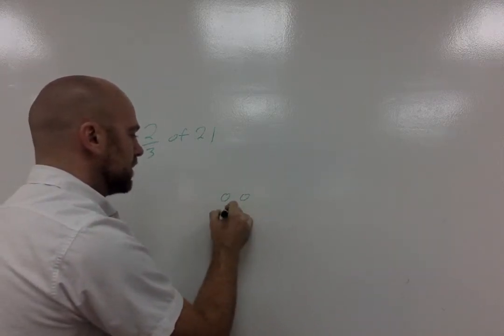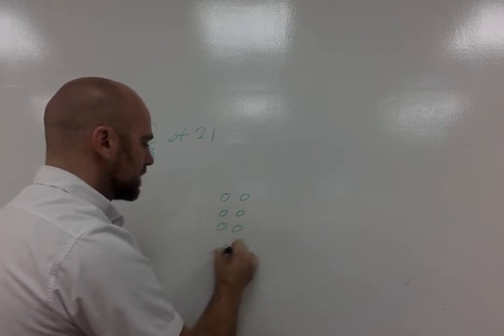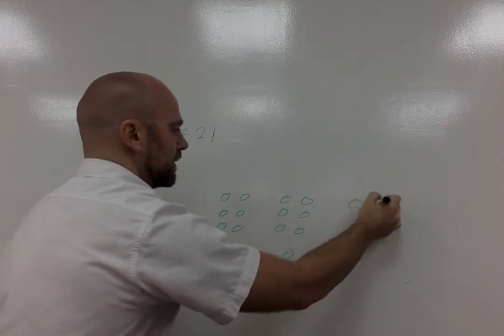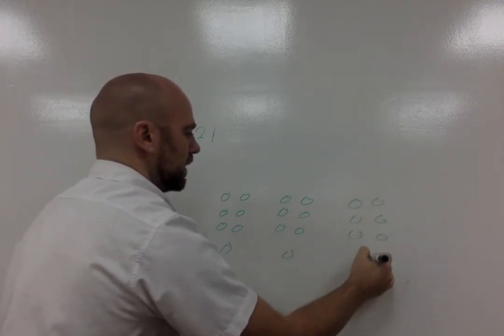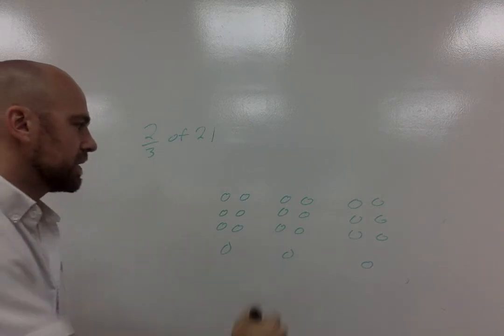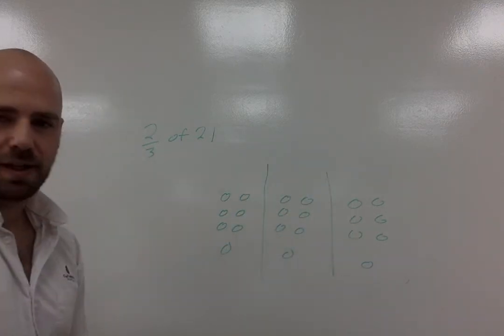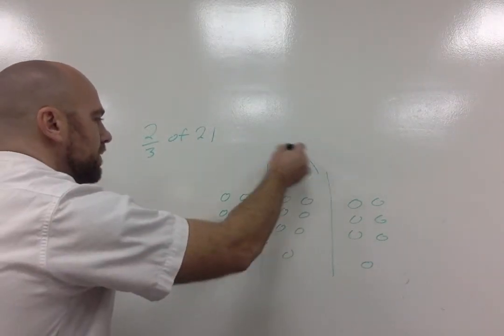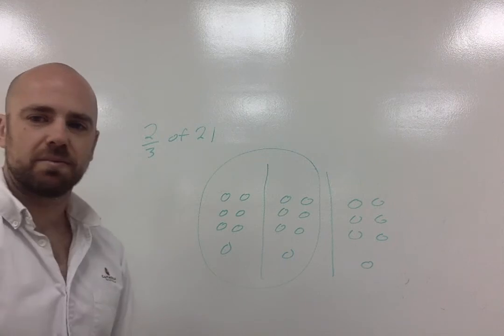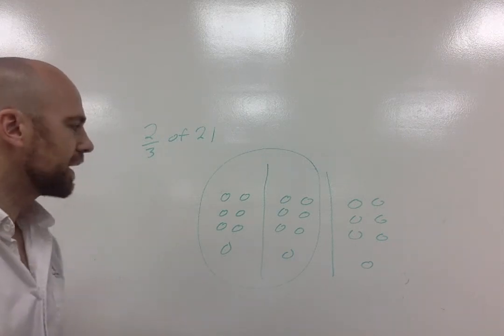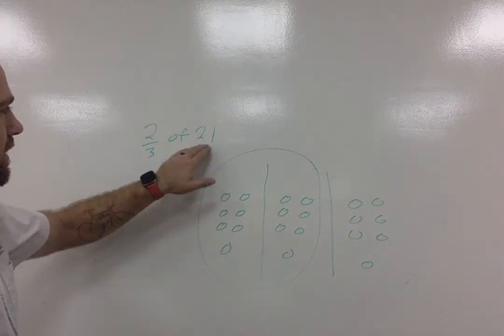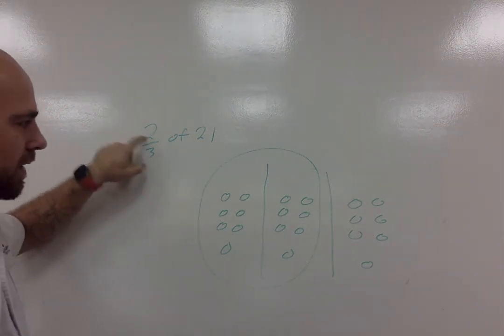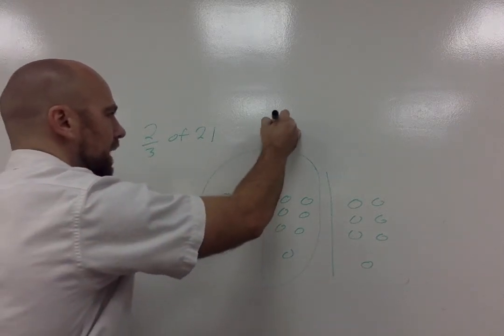Okay, so if I've got 1, 2, 3, 4, 5, 6, 7, 8, 9, 10, 11, 12, 13, 14, 15, 16, 17, 18, 19, 20, 21. Now, you're going to notice that I broke it up into 3 even sections. Okay, so this would be 1/3, this would be 2/3. So all of these is going to be in my answer. Okay, so this is another way that I can actually model it. I'm breaking up this number into this many sections, and I'm going to keep this many. Okay, so that gives me 14 as my answer.